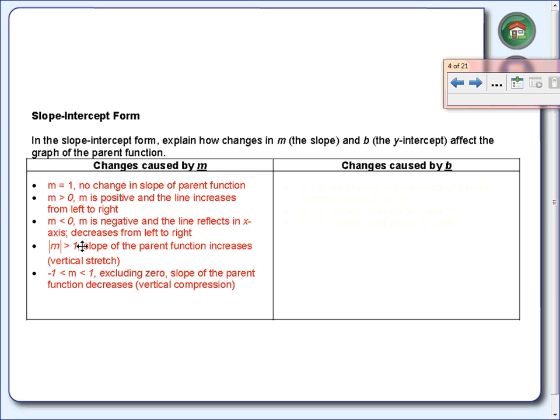All right, so let's see. The next one says the absolute value of m is greater than 1. When that happens, the slope of the parent function increases. What happens is we get a vertical stretch. There's another one of those transformations that we talked about. So if we have a 2, it stretches a little. If we have a 3, it stretches it a little bit more. If we have a 5, it stretches it even more. So the larger that number is, the more we're stretching it vertically.